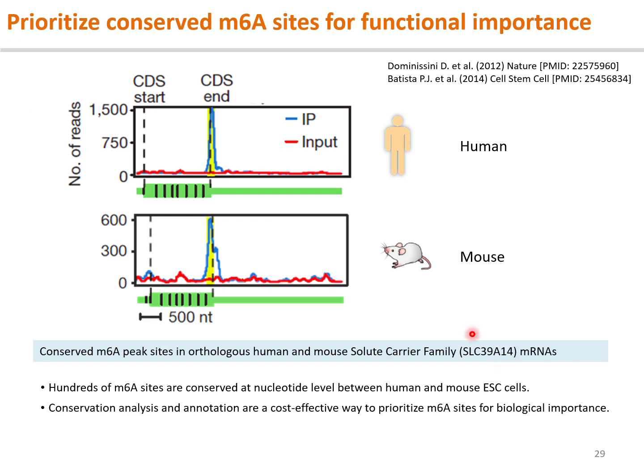Certain m6A sites in mRNAs are conserved. For example, the m6A site in solute carrier SLC mRNA is conserved between human and mouse at the same location near the stop codon. The conserved m6A sites are more likely to have conserved biological functions. You may prioritize these conserved m6A sites for follow-up studies.